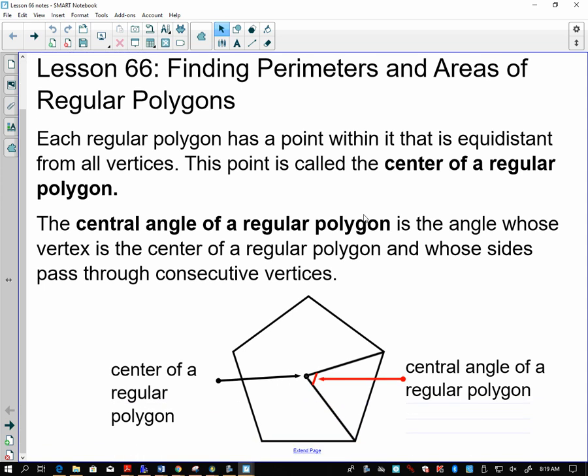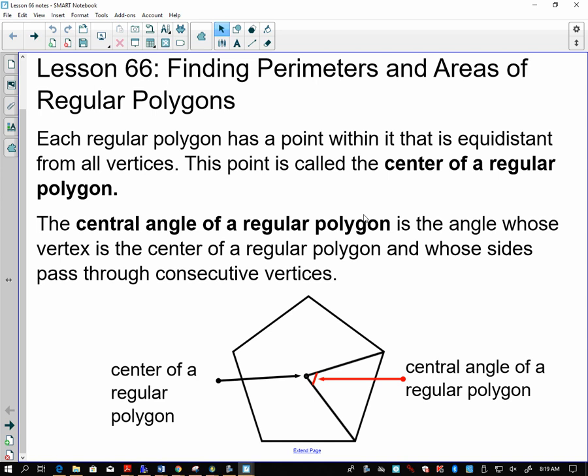Each regular polygon has a point within it that is equidistant from all vertices. It would be like the center of a circle and a radius that's equidistant to all points on the edge, except what we're working with here are polygons. So this point is called the center of the regular polygon. If I draw a line back, remember they're regular polygons, so all the sides are the same length and all the interior angles are the same degrees, which is what allows it to work like this. That line is going from the center to a vertex on the outside edge. All of those lines are going to be the same length.